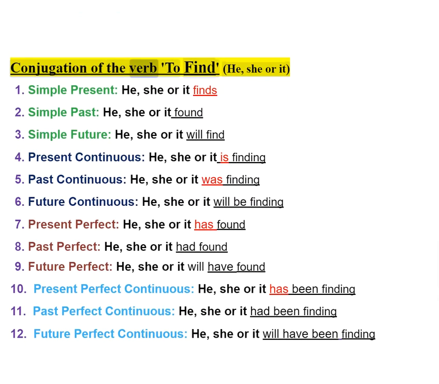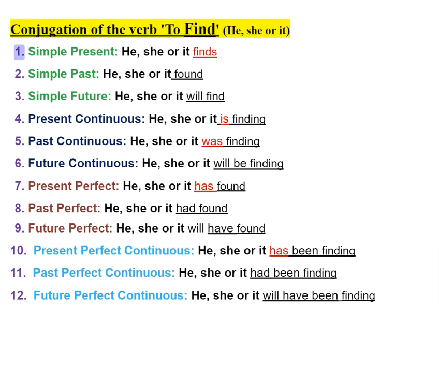Conjugation of the verb to find. He, she or it. 1. Simple present. He, she or it finds. 2. Simple past. He, she or it found. 3. Simple future. He, she or it will find.